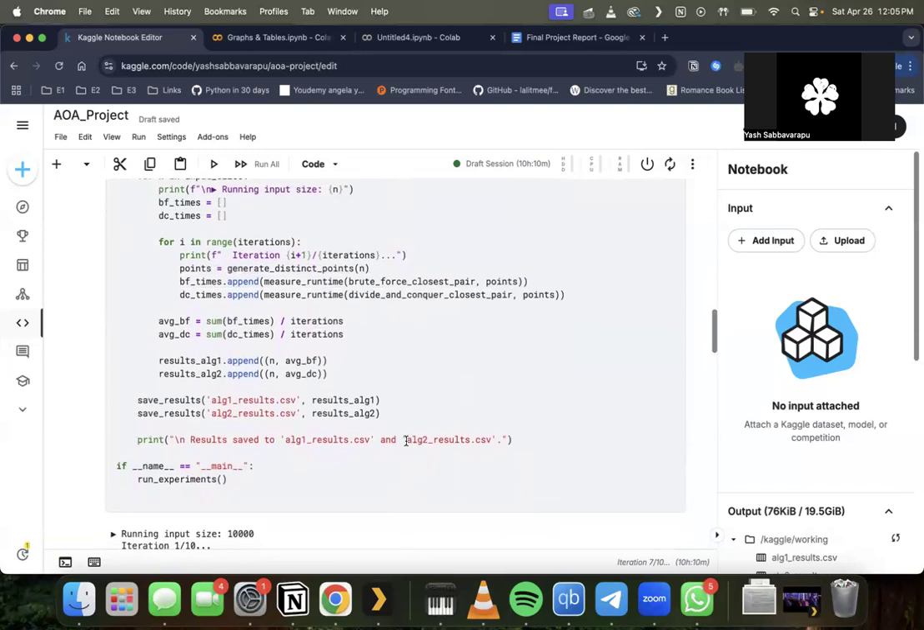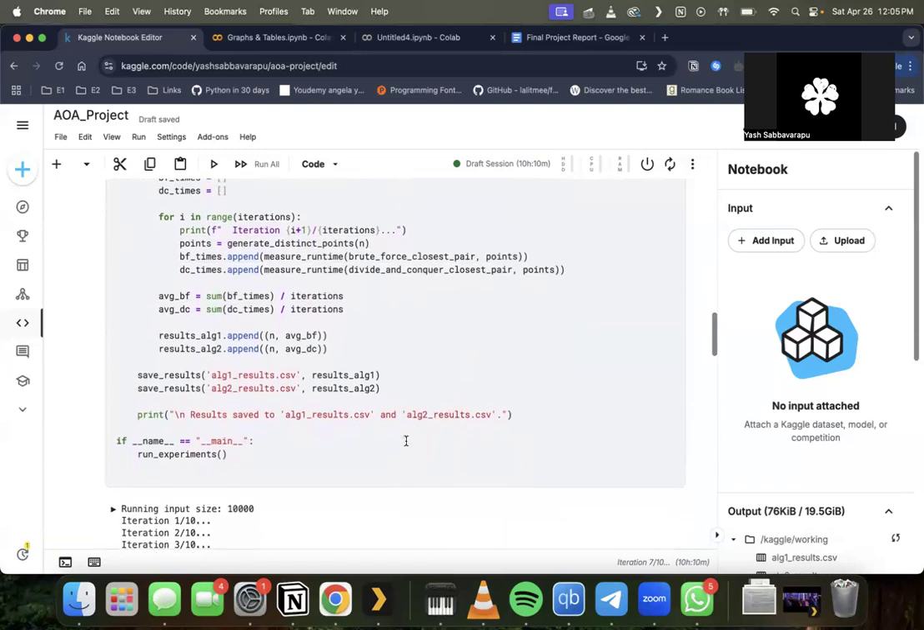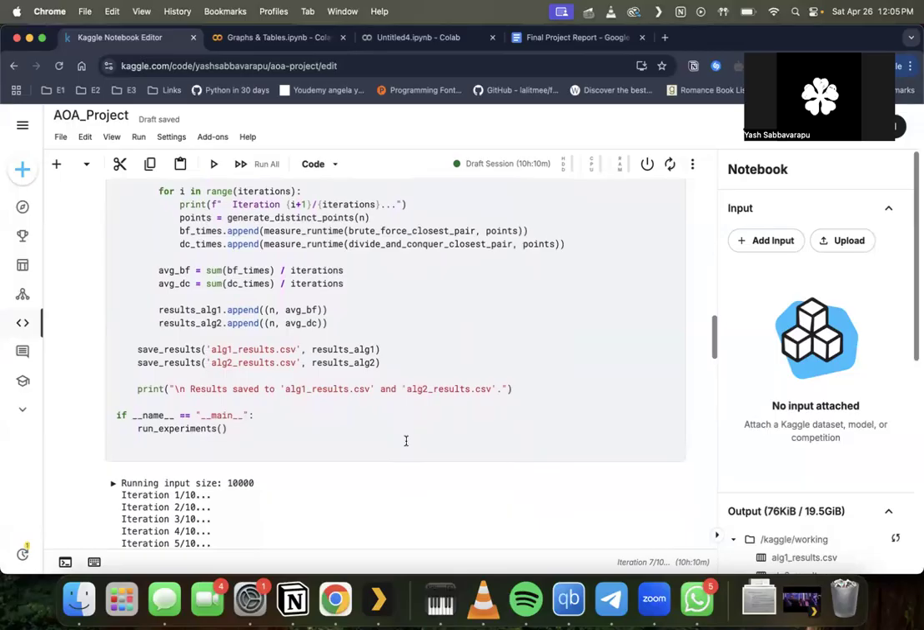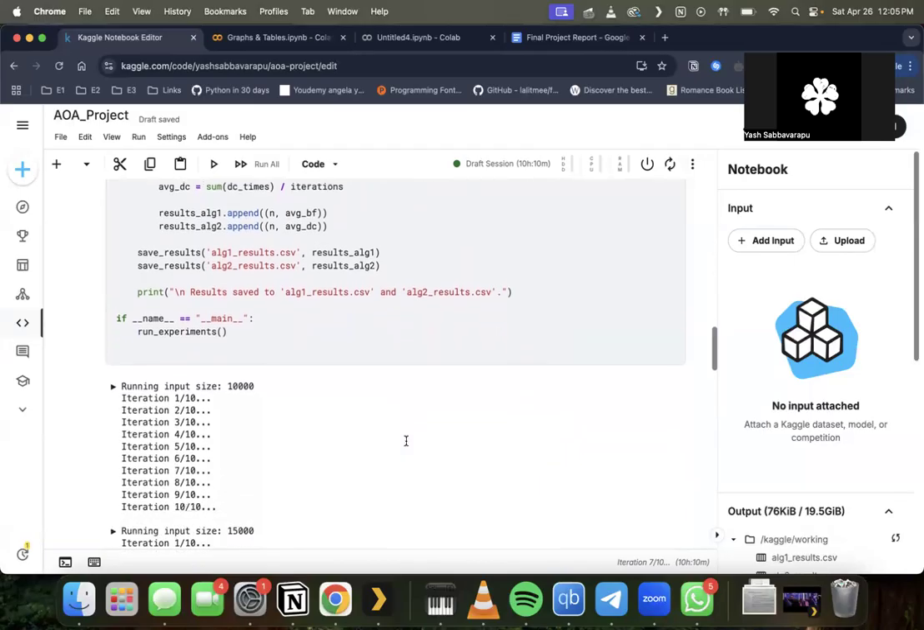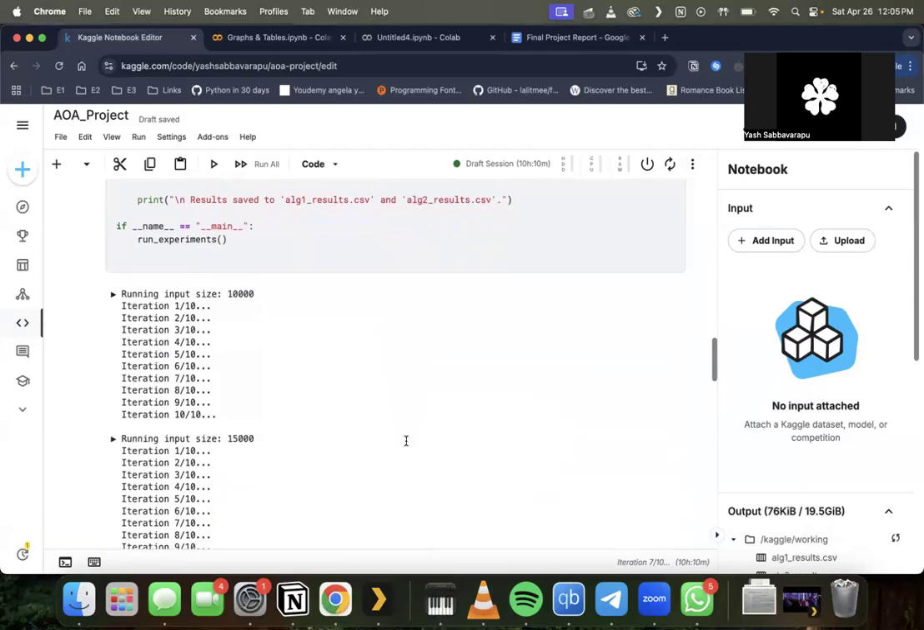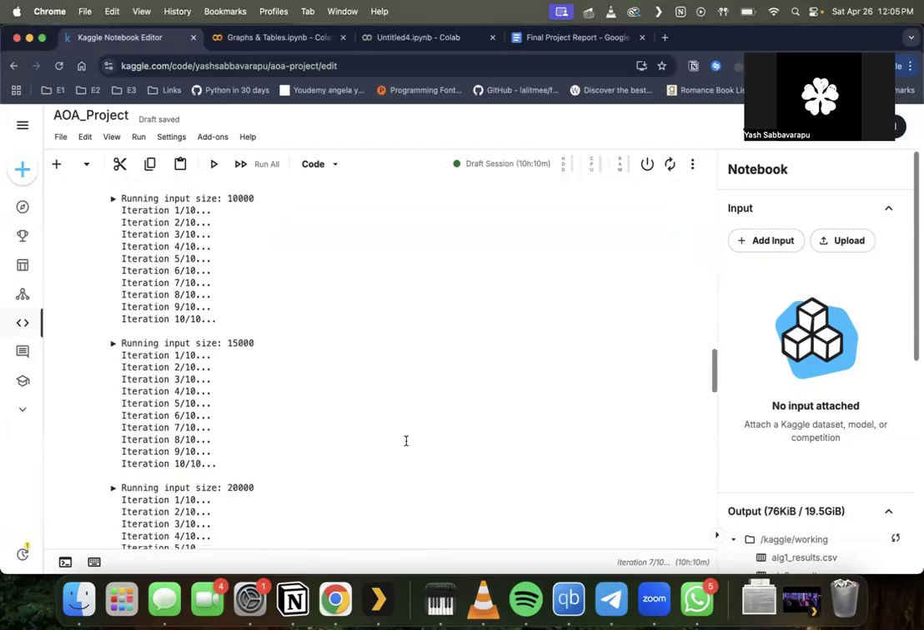And for the experiments, I generated random distinct points and tested input sizes ranging from 10,000 to 55,000, increasing in increments of 5,000. Each input size was tested over 10 iterations, and I recorded the average runtime for both algorithms.